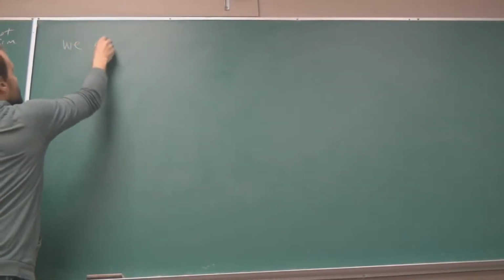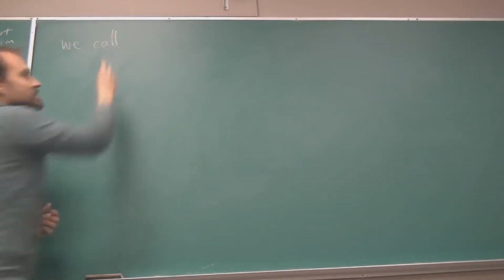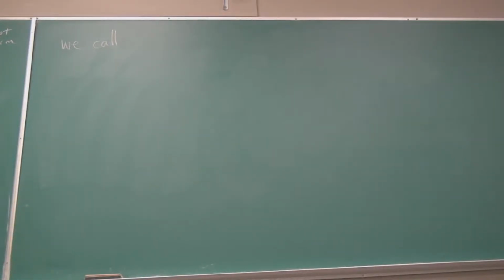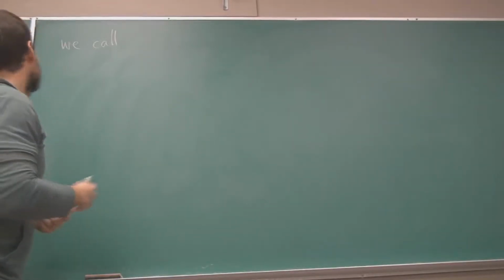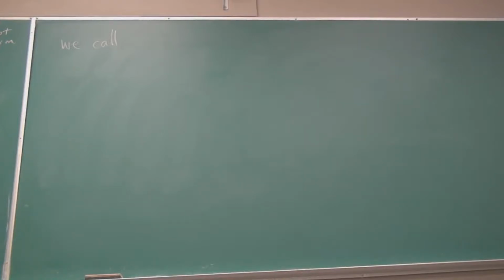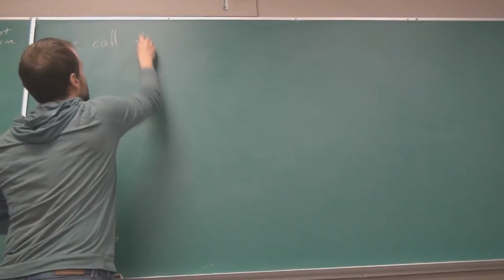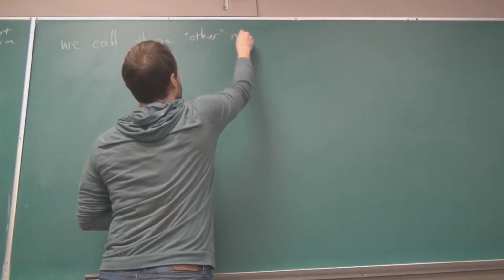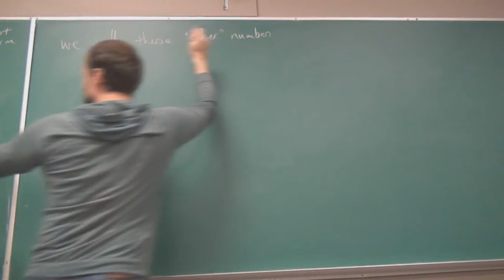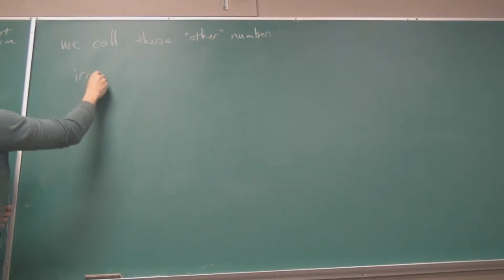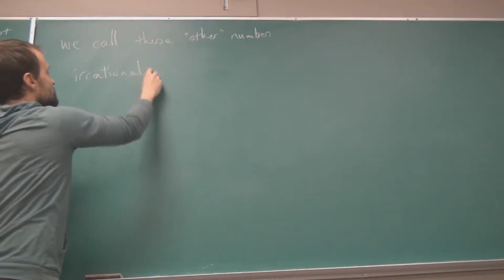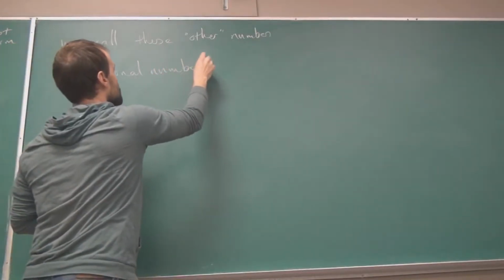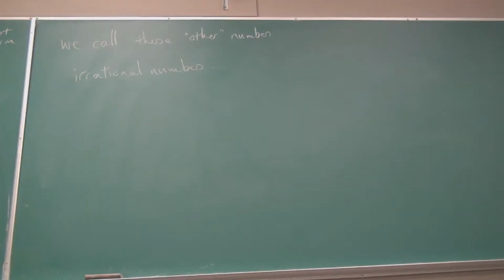Of course they couldn't have suppressed this information for too long, right? It's a fact. Eventually it's going to come out. It's just unfortunate that he wasn't really celebrated for that, instead the opposite. We call these other numbers that exist irrational numbers. Why irrational? The opposite of rational.